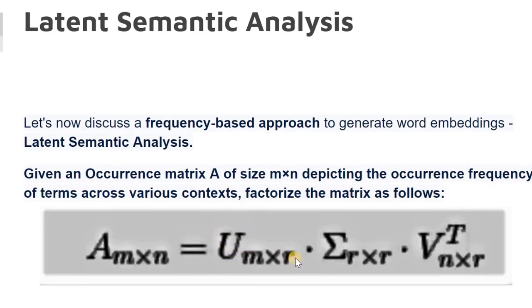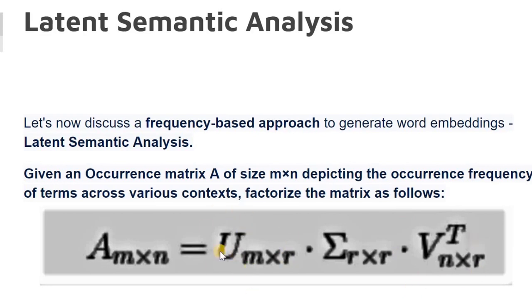This U, m cross r, indicates the singular matrix containing the eigenvalues of the rth dimension. In other words, if we decompose this matrix we will get the eigenvalues or eigenvectors, and if we form this into a matrix, then it will be a singular matrix with columns only, not the rows, with the highest rth dimension.